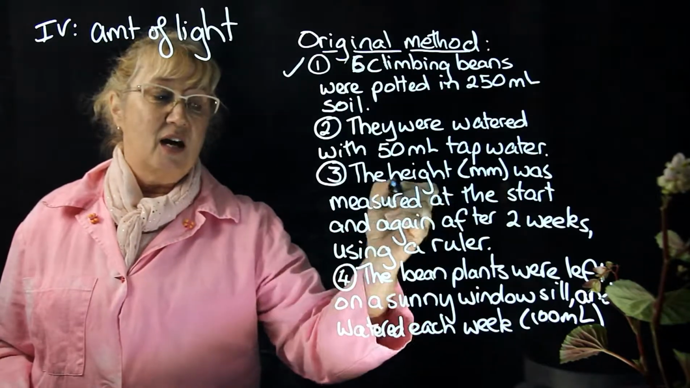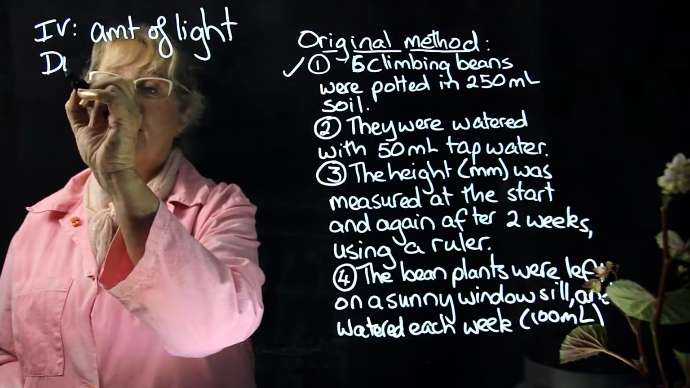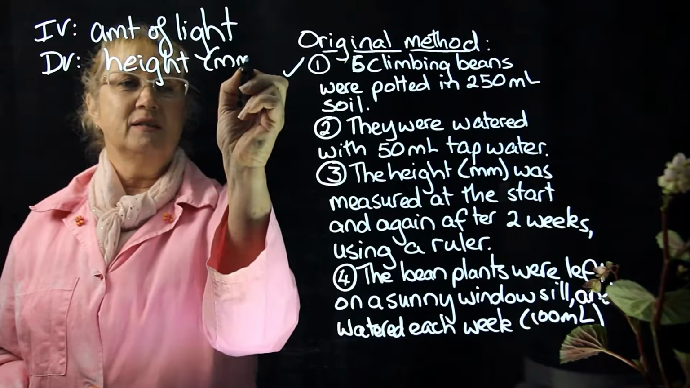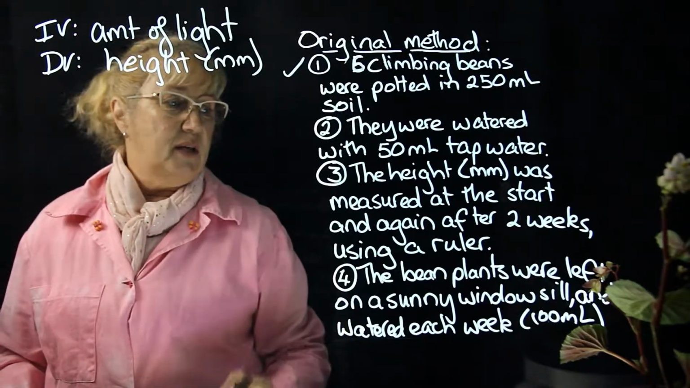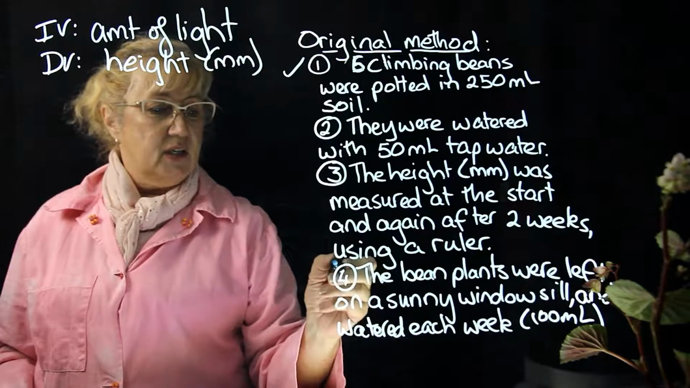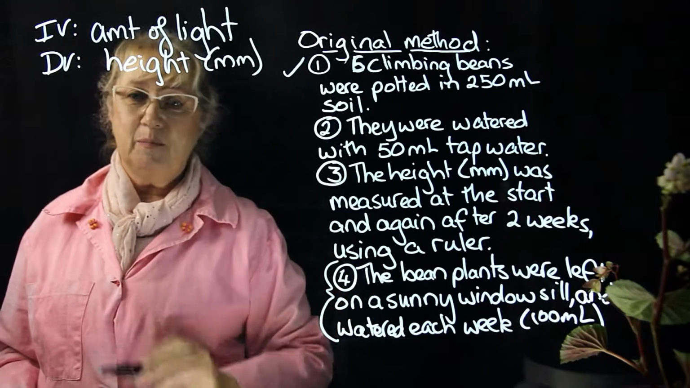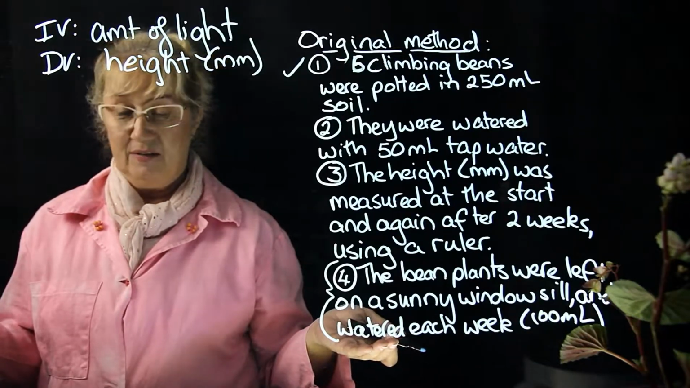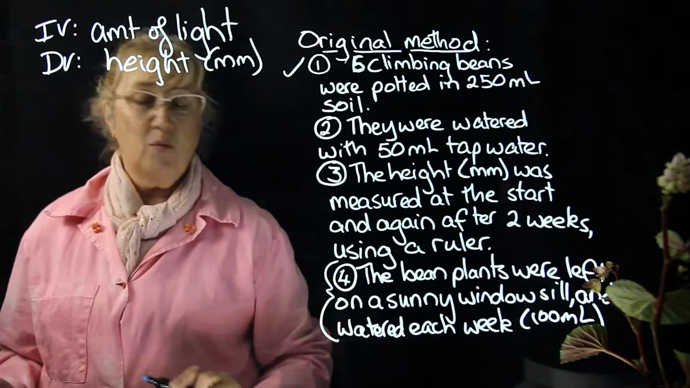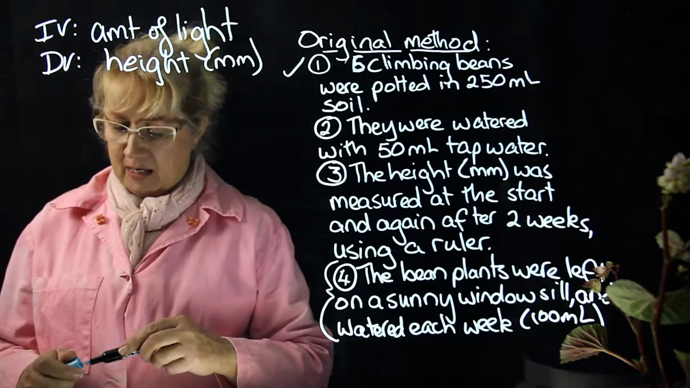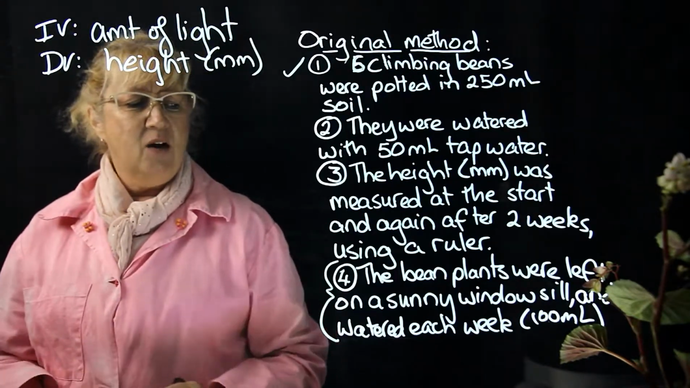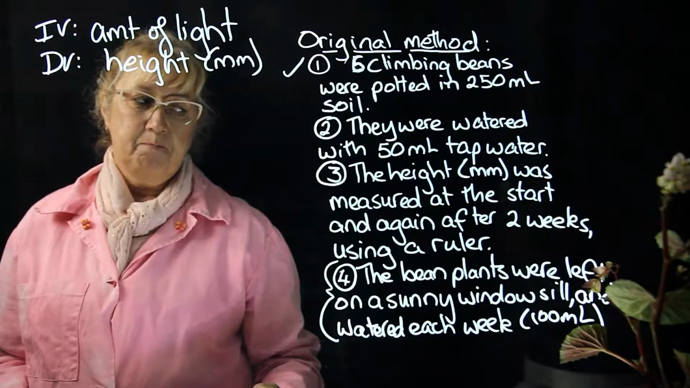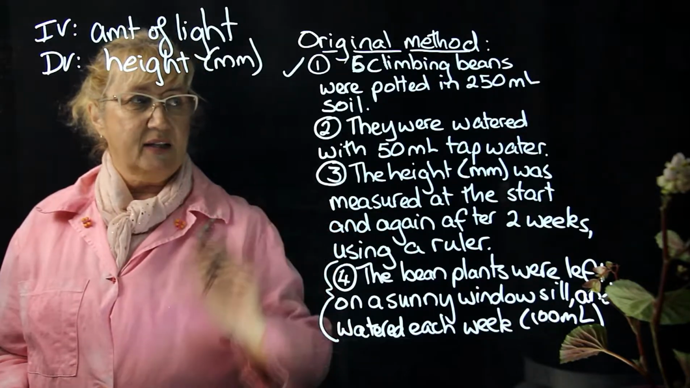And we need to measure the height because remember that our DV was the height in millimeters. So we're going to measure it at the start, we're going to measure it at the finish. But we certainly don't want all 6 bean plants on a sunny windowsill because otherwise we haven't changed the amount of light. So this is the bit that we need to modify. So you have to think about how are you going to modify it. Well, if I was doing this experiment, I would split the 6 bean plants.